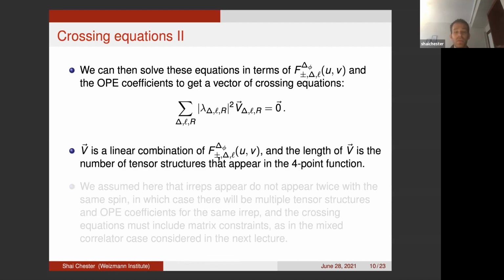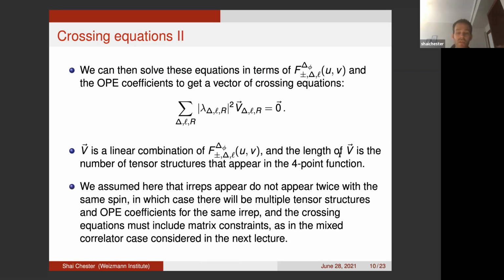So this v is some linear combination of the f's, and the length of v is the number of tensor structures that appear in the four-point function. It's important to emphasize that this is the number of tensor structures, not the number of representations, because those in principle can be different. For instance, we assumed here that representations do not appear twice with the same spin in a given OPE. Because if that were to happen, then you would have multiple tensor structures for just one representation. And that means you would in general have to deal with matrix constraints in order to implement this with the conformal bootstrap. But we're not talking about matrix constraints in this lecture. We'll be discussing that in the next lecture. So for now, we're going to assume for simplicity that each OPE with a given spin only appears once. But it's important to note that this is just a special case. In the more general case, you would actually have to have matrix constraints.